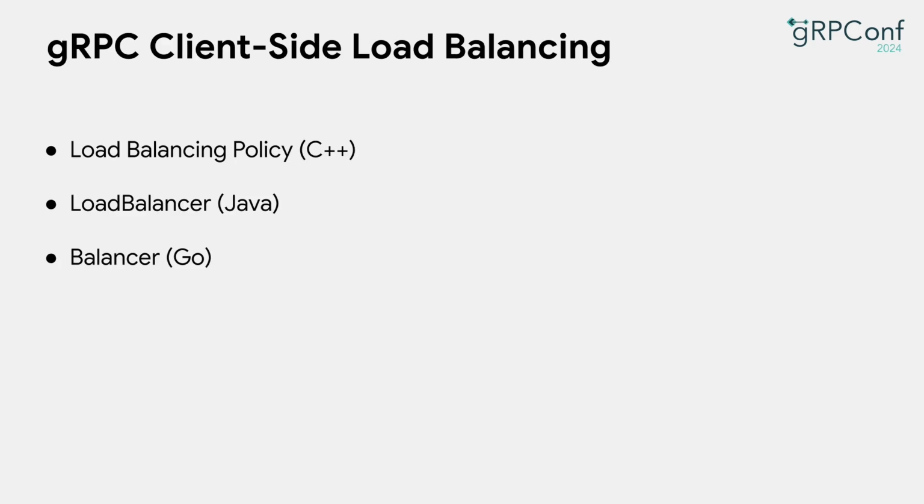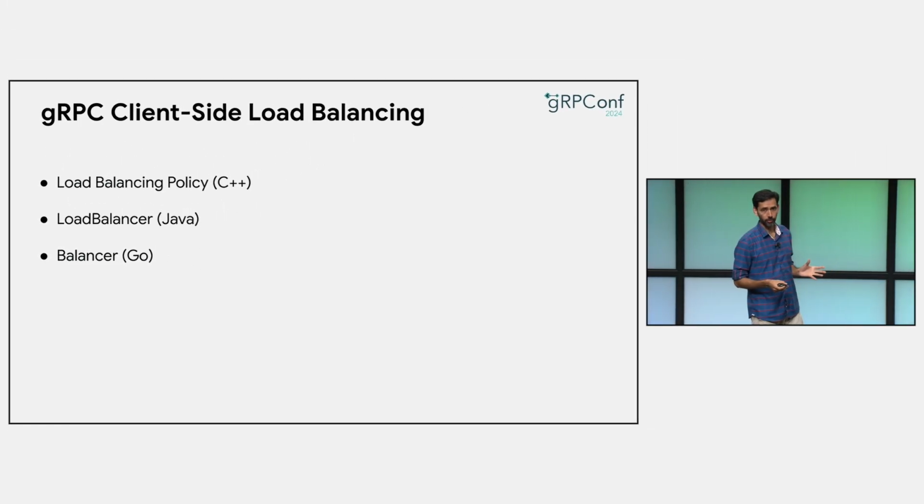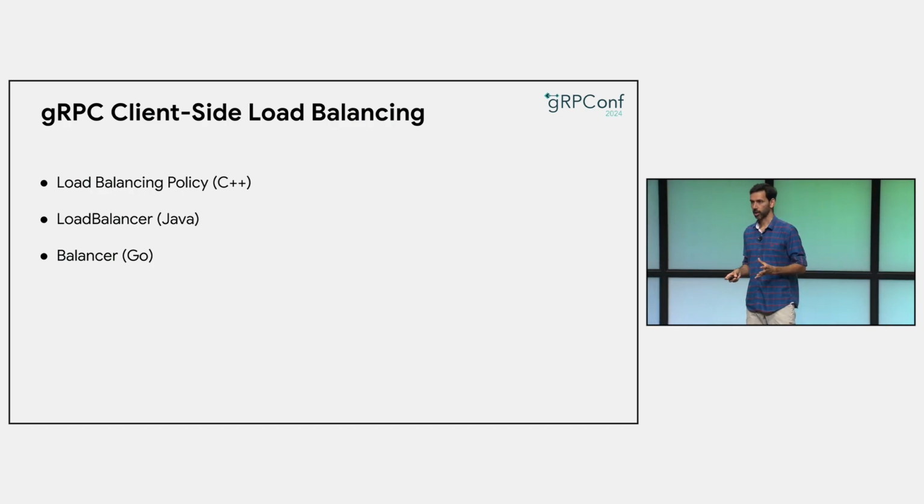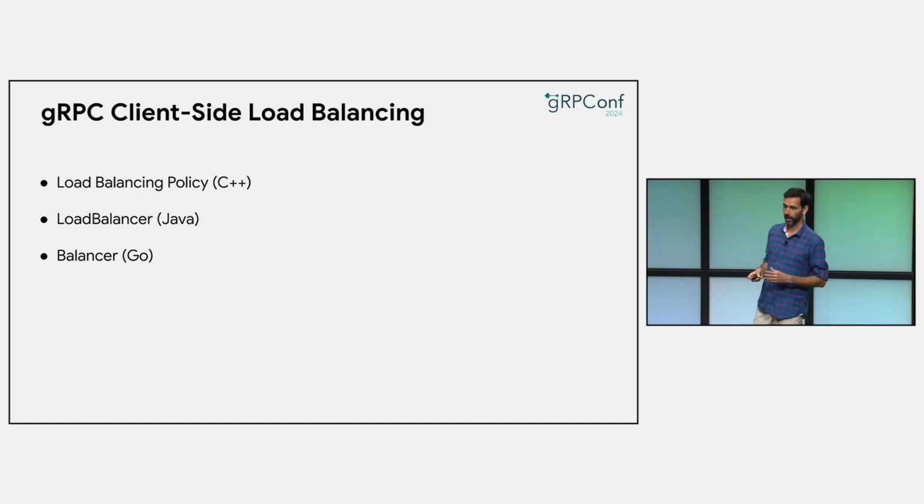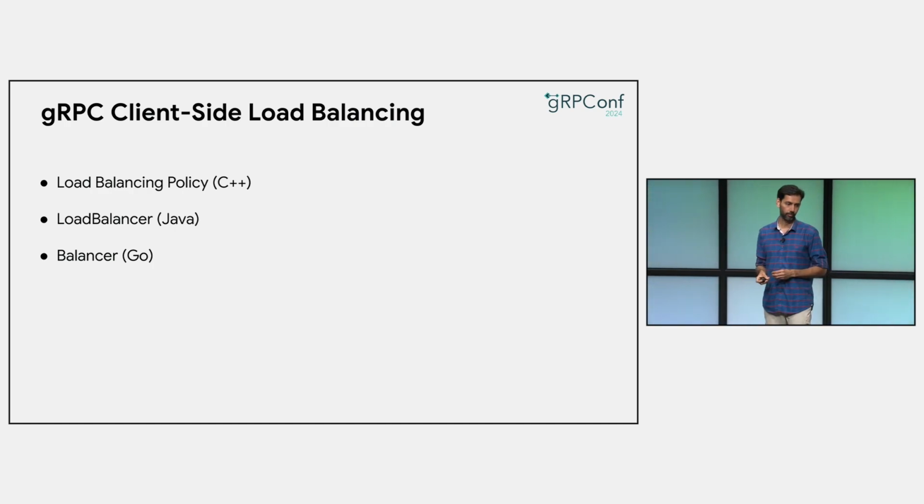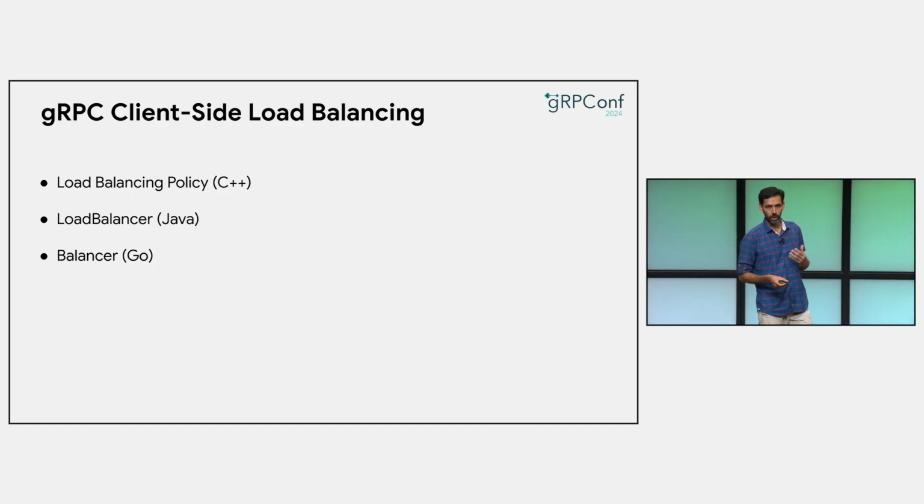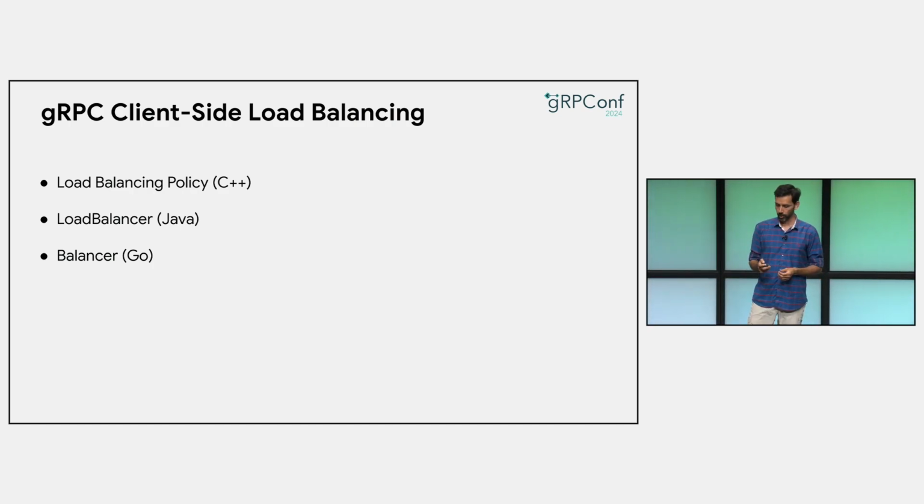So the component that performs client-side load balancing in gRPC is known by different names in the different gRPC languages. It's called load balancing policy in C++. It's called load balancer in Java, and just balancer in Go. So in this talk, we'll mostly use the term LB policy to refer to them.